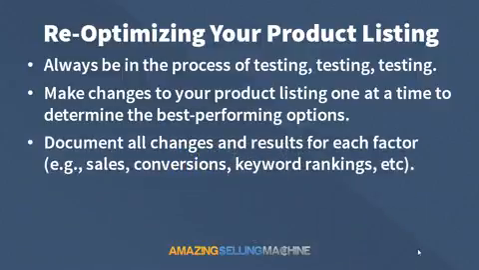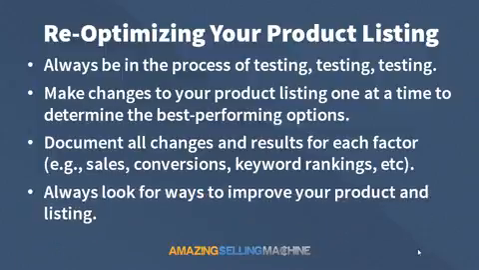And then you want to make sure that you're documenting all your changes and the results from those changes for each of the factors. So, for example, you want to document the sales that are happening from the changes, the conversions, maybe your keyword rankings if you're adjusting some of the keywords, and so on. So, just want to make sure that you document these things. You can do them in a spreadsheet and just go ahead and list them out. I like to put the date in so I know exactly what day I did it. And then you keep a document record of all those changes and the results that are happening from them. And like I said at the beginning here, you always want to look for ways to improve your product and listing, because as you do that, obviously it's going to result in more sales for you.